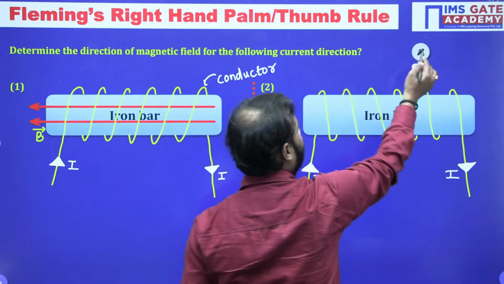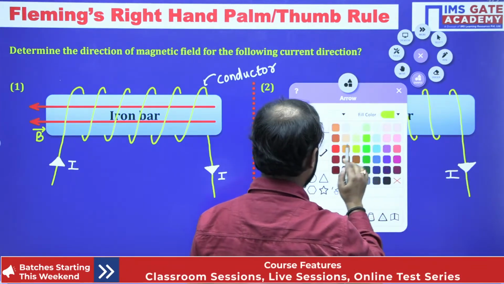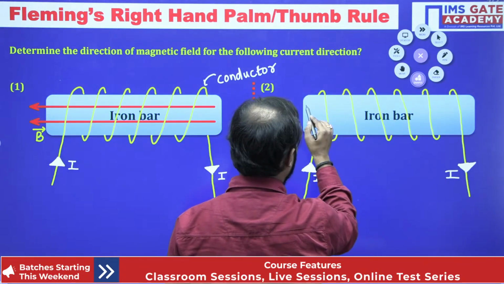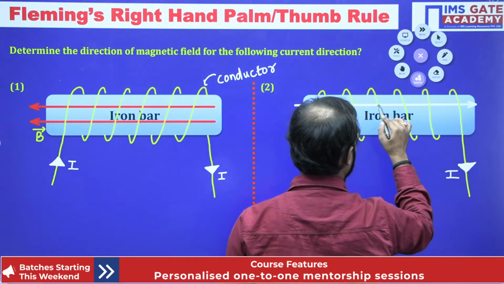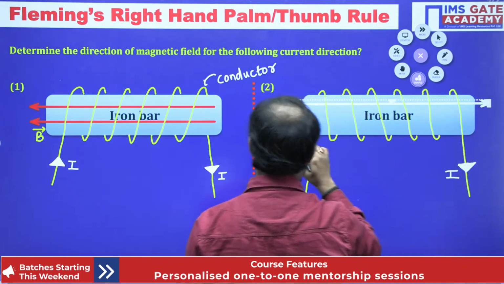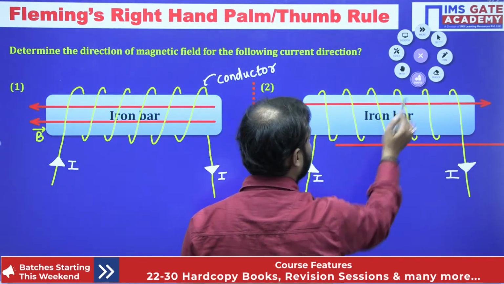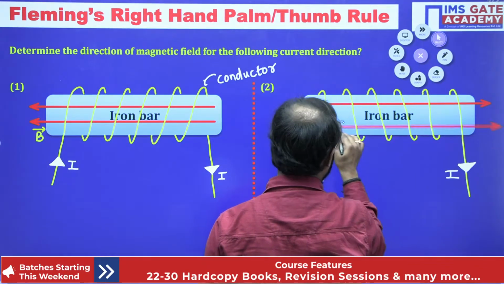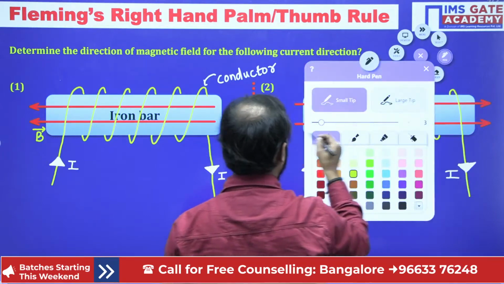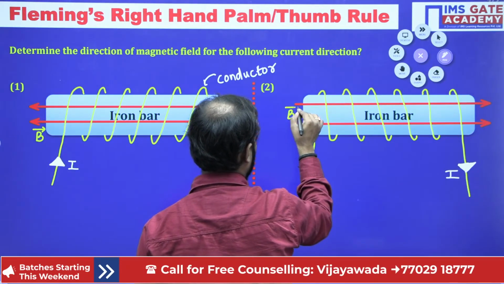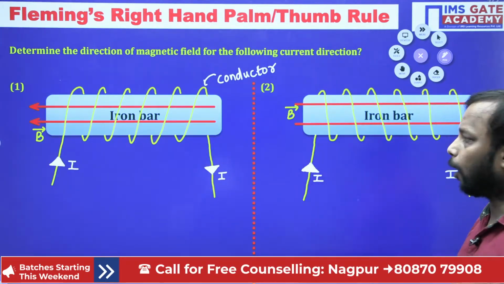So let us see here. The direction in this case of the magnetic field is from left to right. This is the magnetic field. Any doubt? If you are having any doubt, please do let me know.